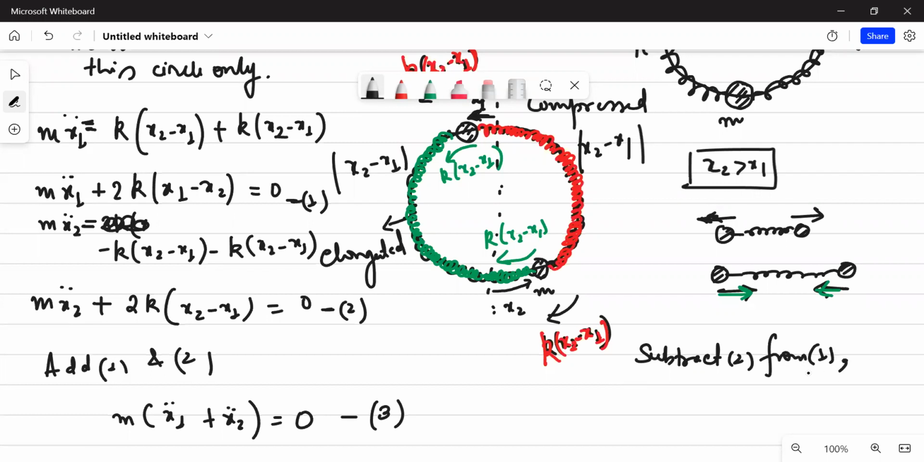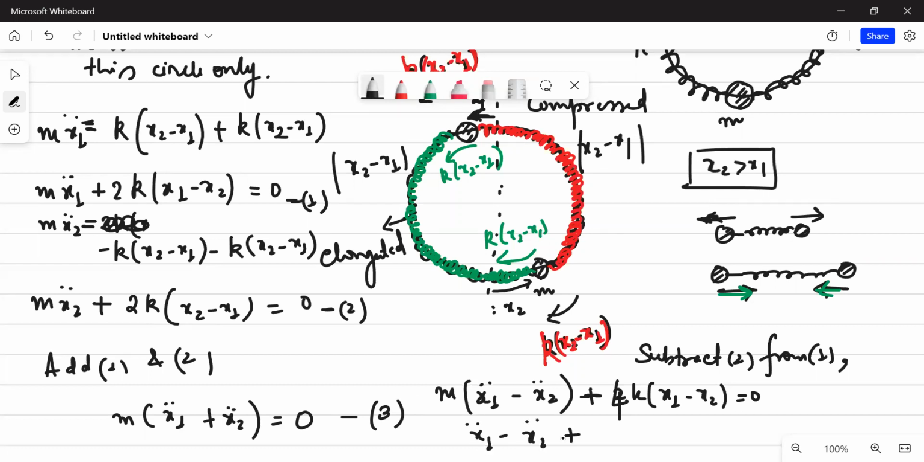ठीक है, subtract 2 from 1. So what you will get? You'll get m(x1 double dot minus x2 double dot) plus, what should I write? So I'll write 2k(x1 minus x2) equal to 0. So here you will get, I think, ये 2k आएगा या 4k आएगा? 4k. So this will become x1 double dot minus x2 double dot plus 4k upon m (x1 minus x2). ठीक है, तो ये हो गया तुम्हारा काम खत्म.